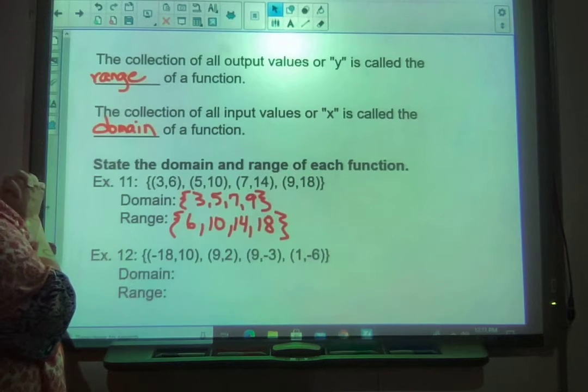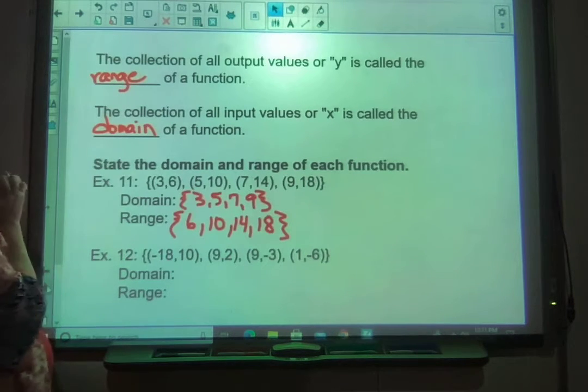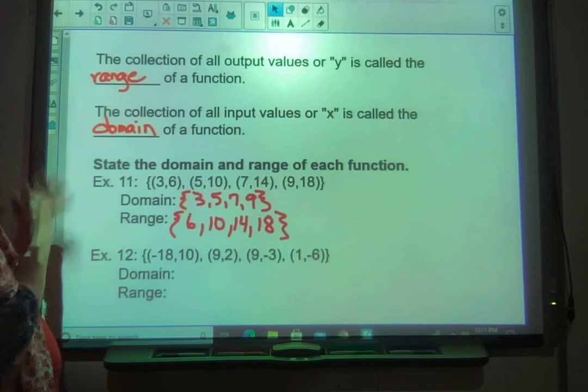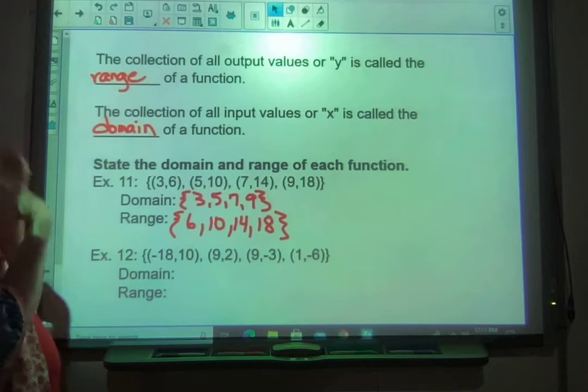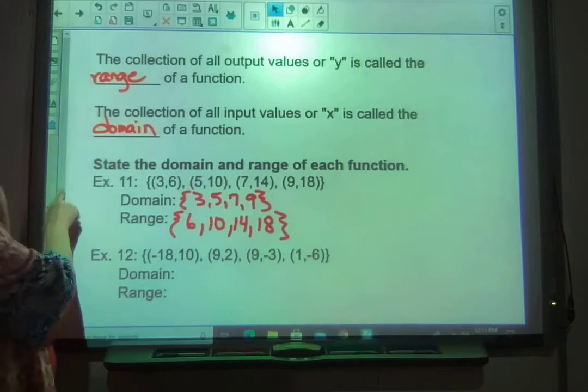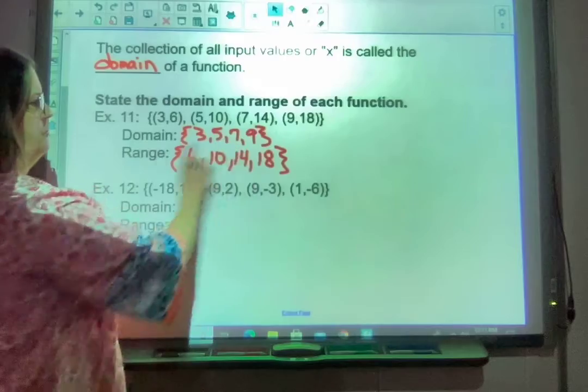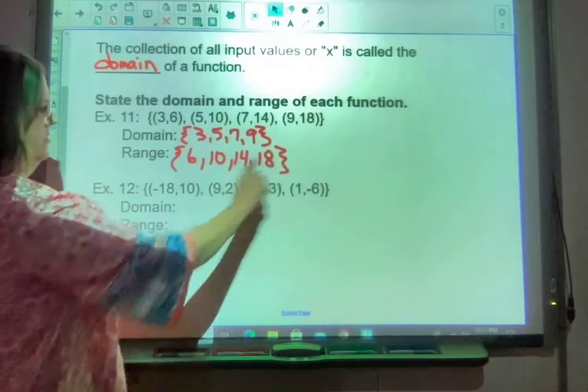So the collection of all output values is called the range. The collection of all input values is called the domain. I'm going through that quickly because you know this already. So when you're listing the domain, you just list the x values. When you list the range, you list the y values.